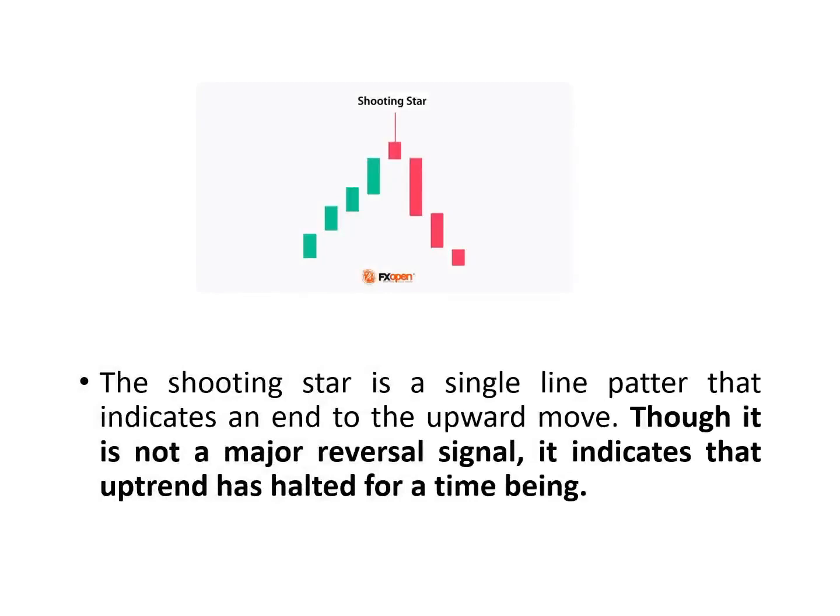A shooting star. A shooting star is a single line pattern that indicates an end of the upward move, though it is not a major reversal signal. It indicates that the uptrend has halted for the time being. In this figure, we can see four green bars, which indicate that there was an uptrend in place, and the shooting star has occurred almost at the end of the uptrend.